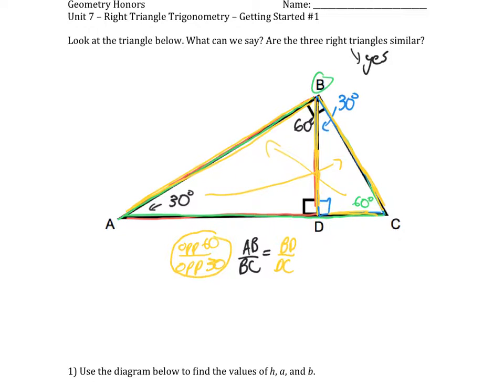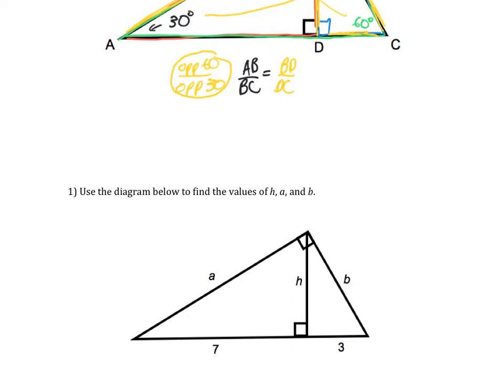I always like to write this little ratio out here, saying hypotenuse over opposite 30, or opposite 30 over hypotenuse, or opposite whatever angle you have over hypotenuse. Just make sure you're really careful with how they line up. Okay. Now, let's take a look at the problem below, and I'll show you how I think about this.